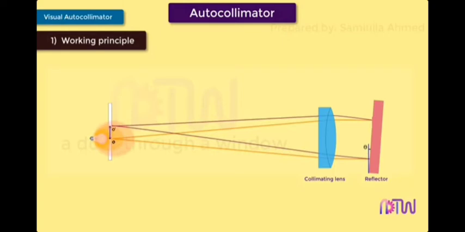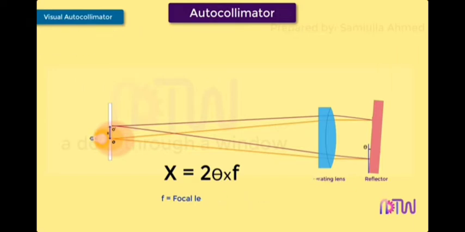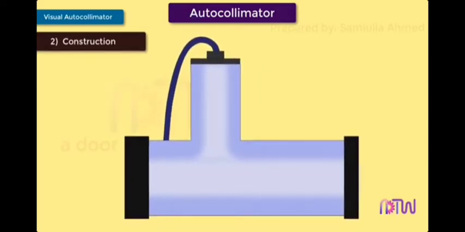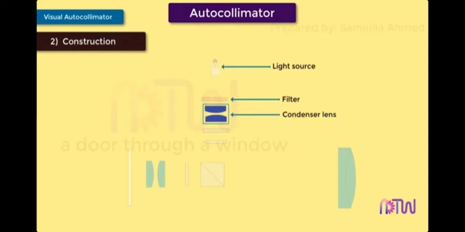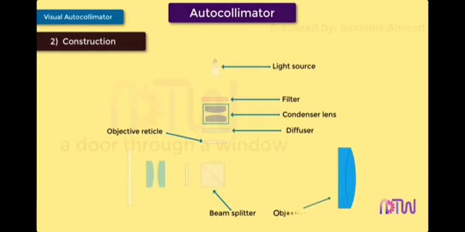By knowing the distance between O and O dash, which can be denoted by x, we can find the angle theta using this relationship: x equals 2 theta times f. Here f is the focal length of the lens. This is the working principle behind the autocollimator. Let us see the construction of the autocollimator. It consists of the following parts: light source, filter, condenser lens, diffuser, objective reticle, beam splitter, objective lens, and an eyepiece.